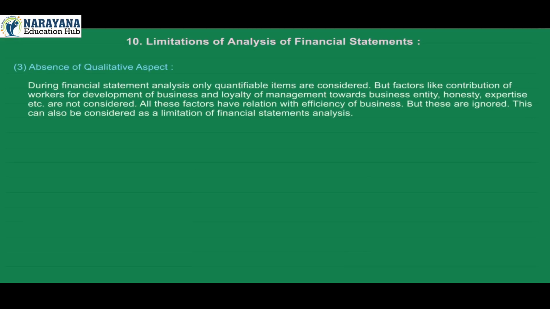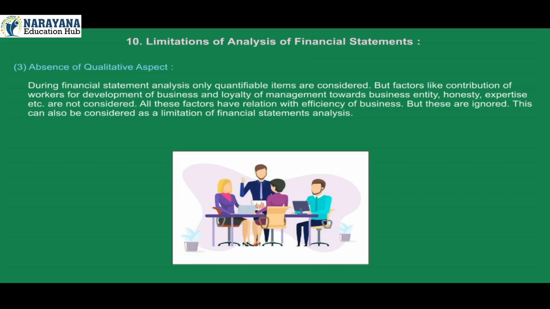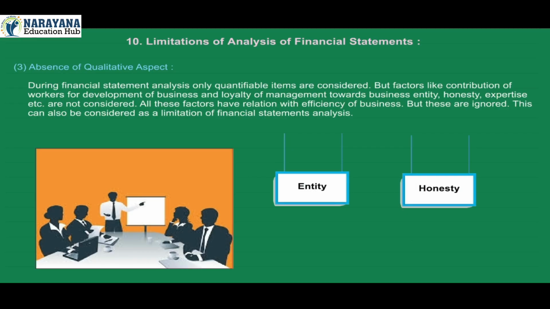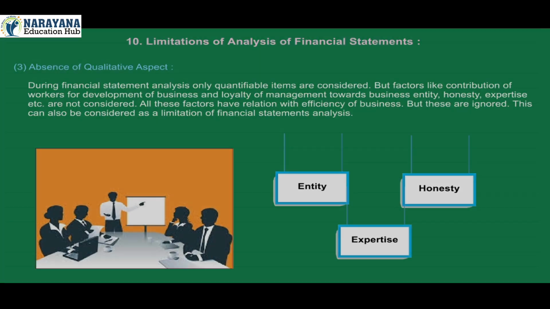3. Absence of qualitative aspect. During financial statement analysis, only quantifiable items are considered, but factors like contribution of workers for development of business and loyalty of management towards the business entity, honesty, expertise, etc. are not considered. All these factors have relation with efficiency of business, but these are ignored. This can also be considered as a limitation of financial statements analysis.